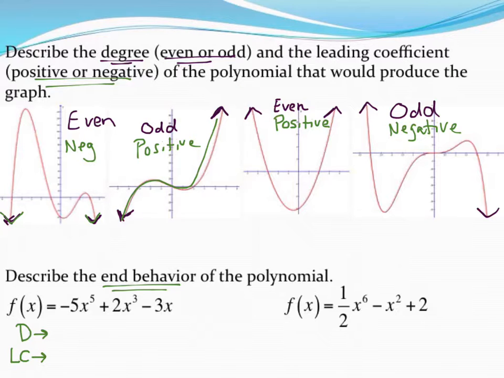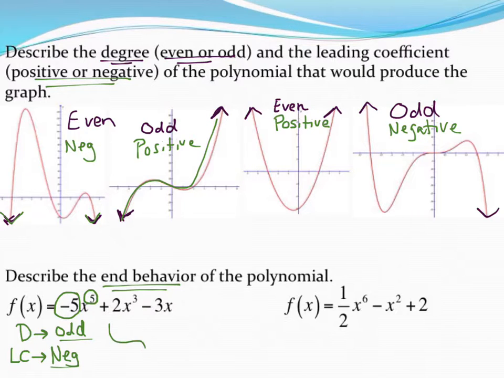So my degree is the highest exponent. I can see that it's 5, it's odd. And then my leading coefficient is the number in front of the polynomial. Make sure it's written in descending order, meaning the highest degree is in front, otherwise rearrange it. This time my leading coefficient is negative. So an odd negative, as we talked about up above, is going to go in opposite directions and start high and end low.